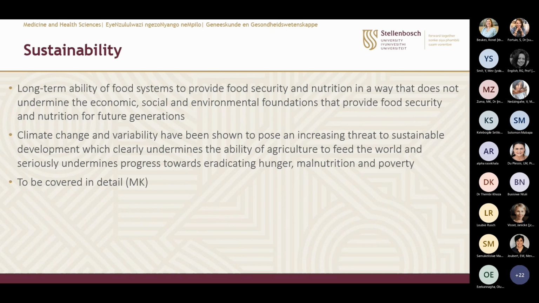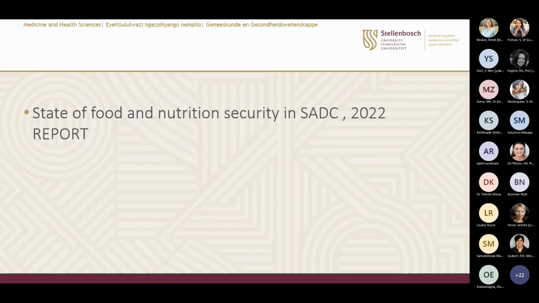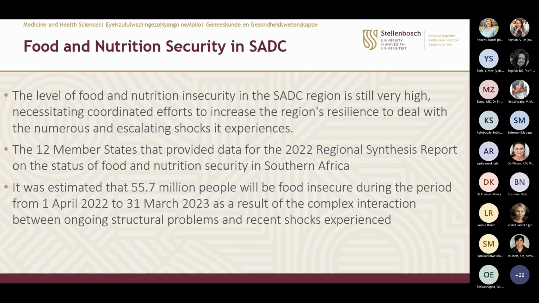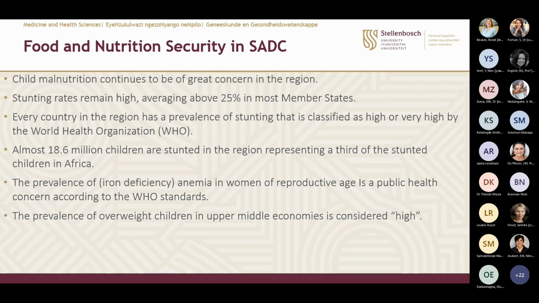So in sustainability, I think Dr. Zuma will deal with sustainability, so I'm not going to say much on that. I wanted to come to the food and nutrition security in the SADC region, which has been reported to be still very high, and we still have about 55.7 million people who are food insecure, and they will continue to go through this threat until 2023.